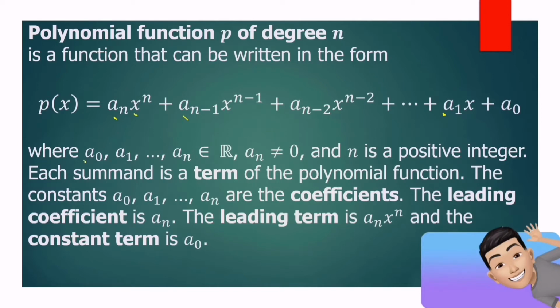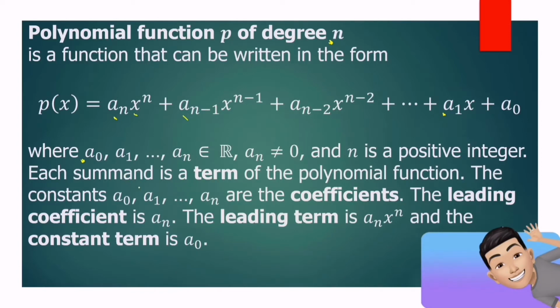And ito lang yan para madali nating matandaan. A sub 0, a sub 1 hanggang kay a sub n, those are elements of real numbers, and a sub n must not be equal to 0. Kasi siya nga yung sa term na yun kabilang si degree n, no? And n is a positive integer. So, kailangan siya ay integer at positive. So, hindi pwedeng maging negative integer yun.